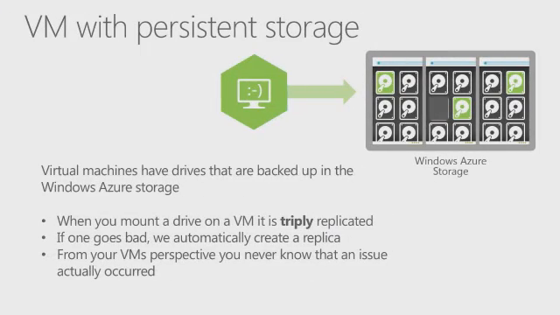When you mount a drive on a virtual machine, it is triply replicated. If one goes bad, Azure automatically creates a replica. From your virtual machine's perspective, it never knows that an issue actually occurred. The mechanism for implementing this is much deeper than we have time to go into in this video, but it is all dependent on Azure's storage services.